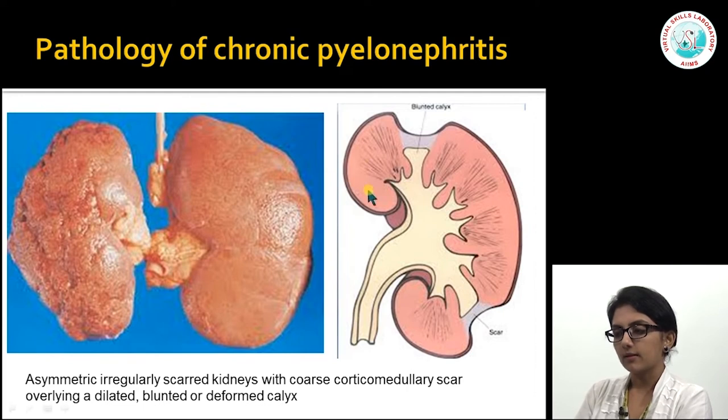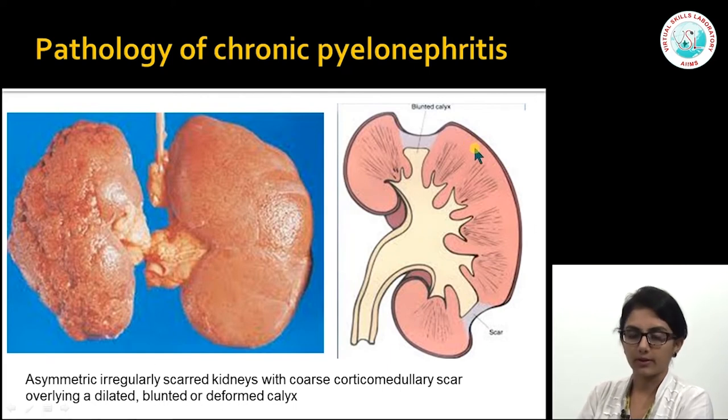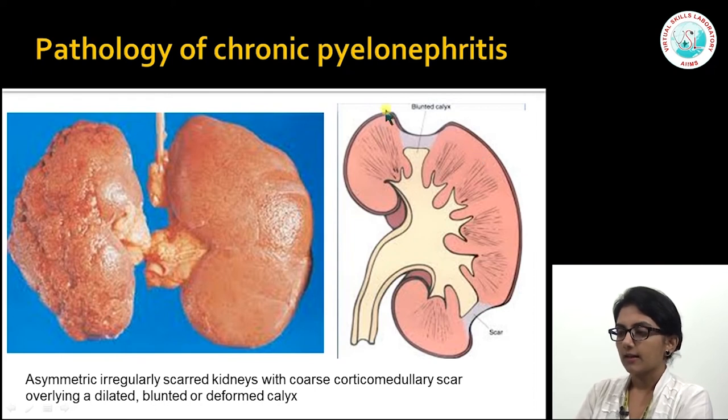The classical appearance of a scar of chronic pyelonephritis can be seen on the cut surface of the kidney, as you can see here, where you expect a coarse corticomedullary scar. So the scar is a deep scar which extends from the cortex to the medulla. Again, this is versus a chronic glomerulonephritis, where you expect much blunter, shallow scars which are limited to the cortex, where the glomeruli are. The scars of chronic pyelonephritis will commonly overlie a dilated, blunted, or deformed calyx.